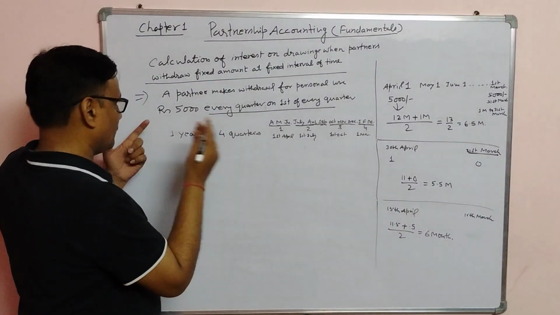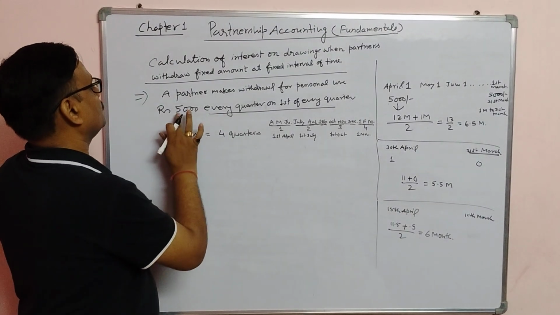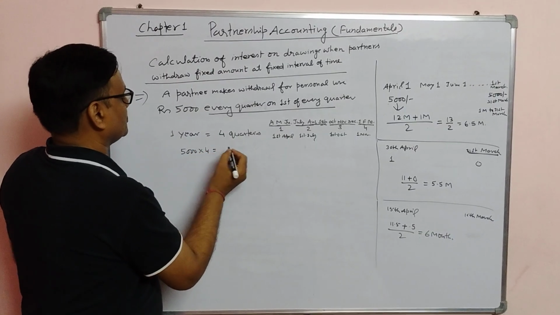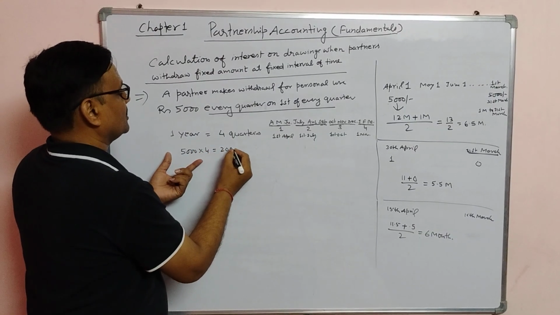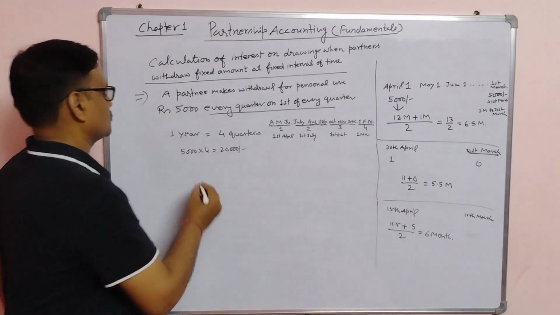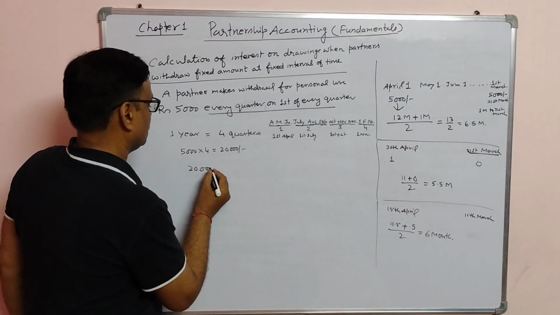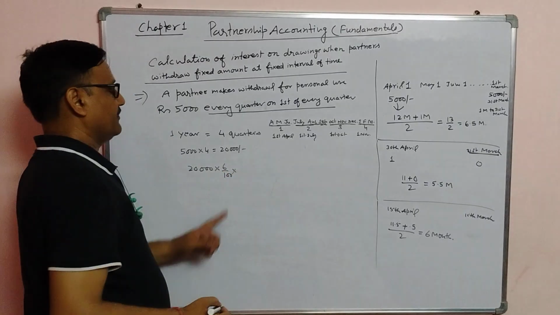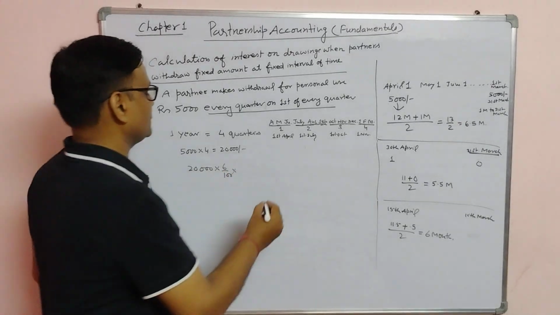Now what is the total amount of drawing? Let us solve. Total amount of drawing is 5,000 into 4 because there are 4 quarters. 20,000 is the total withdrawal amount. So we will write here 20,000. Rate of interest is 6%. Divide by average period upon 12. So what is the average period?